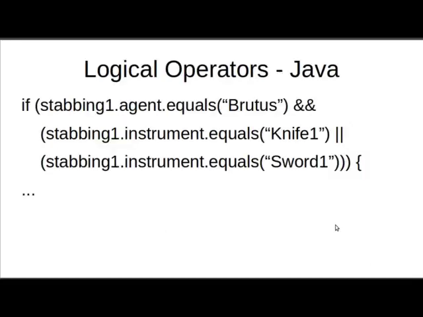And we'd expect this if we're programmers, so if we want to say something like this in Java, it's pretty natural. So we have an instance of an object, a stabbing object, we will call it stabbing1. It has a member variable of agent, and the value of that agent is Brutus. And it's also true that the value of the instrument member variable is either knife1 or sword1. So that'd be one way to talk about this in Java.